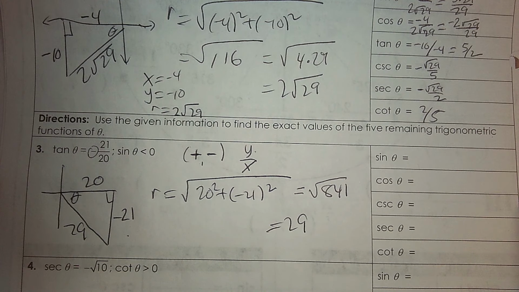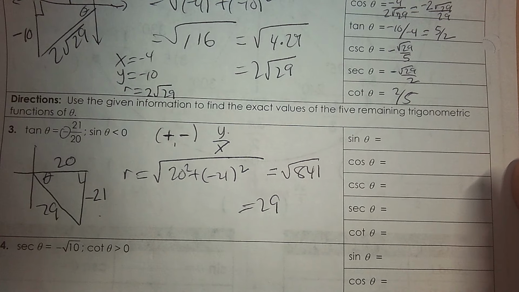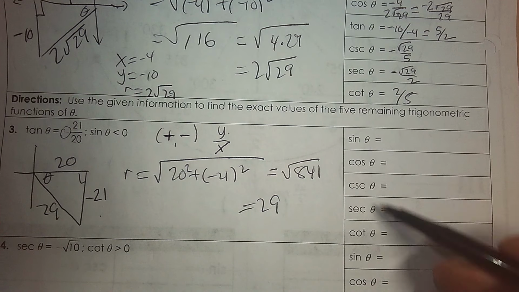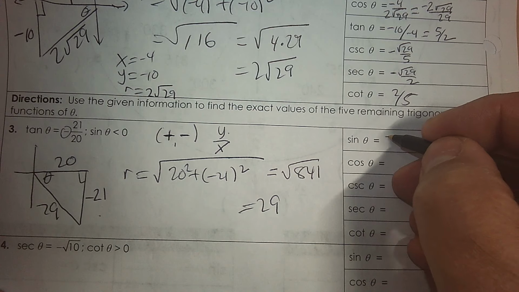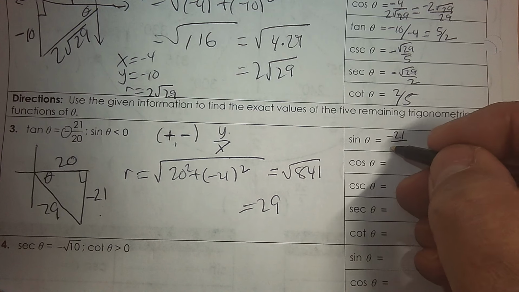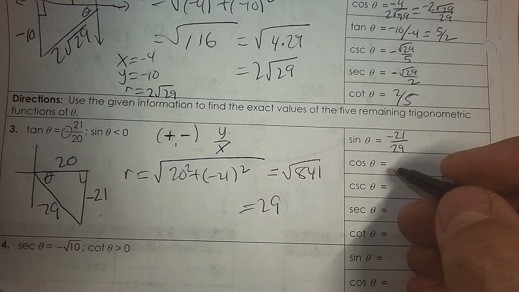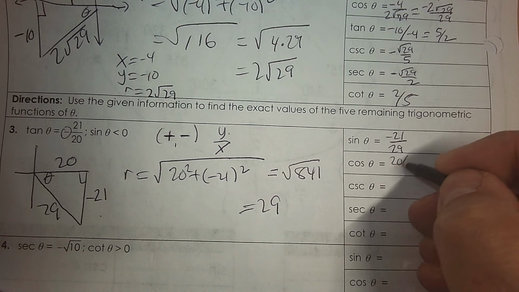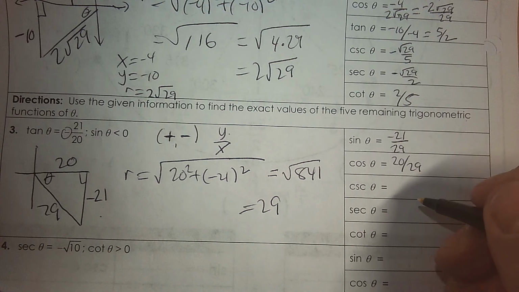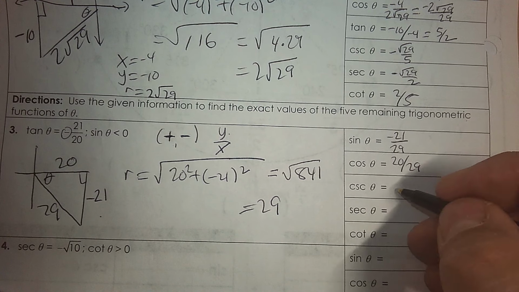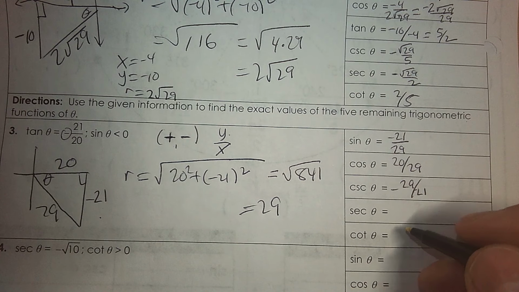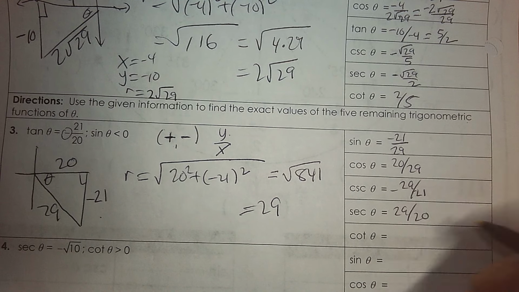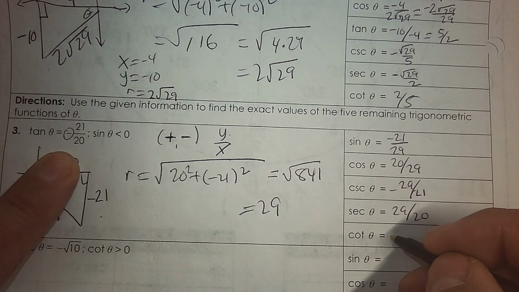And then we use that triangle and the signs that we have to get the answer. So sine is y over r. So it's negative 21 over 29. Cosine's x over r. Cosecant is the reciprocal of sine, so it's negative 29 over 21. Secant is the reciprocal of cosine. Cotangent's the reciprocal of tangent.